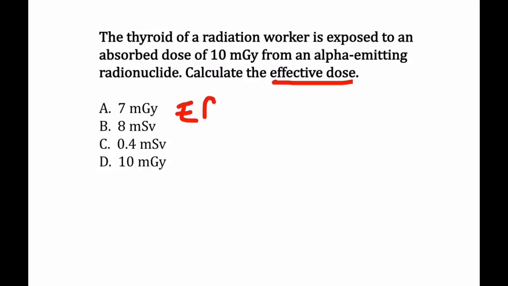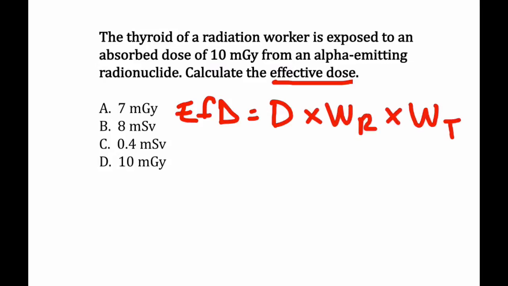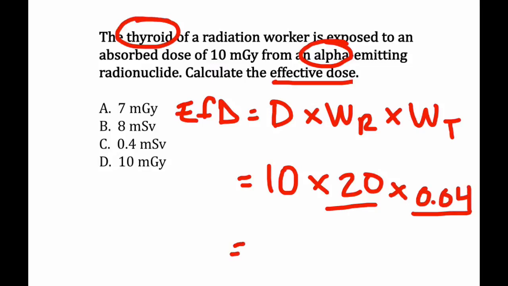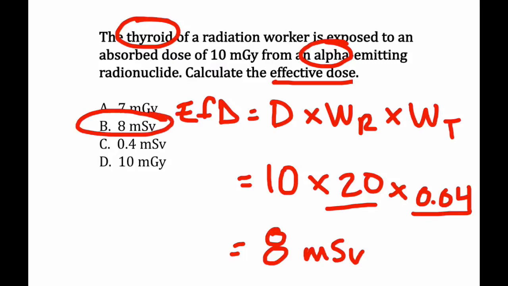So what is the formula for calculating effective dose? It's actually equal to the absorbed dose multiplied by a radiation weighting factor and then also multiplied by a tissue weighting factor. As usual, some of this information is provided directly and some is not. The absorbed dose we know is equal to 10 milligray, but what about the radiation weighting factor and the tissue weighting factor? If we look up the radiation weighting factor for alpha particles, it turns out that it's actually 20, and if we look up the tissue weighting factor for the thyroid, it turns out that it's actually 0.04. So we multiply all of that together, and we get an answer of 8 millisieverts. And that does happen to be one of our answer options, and that is B.